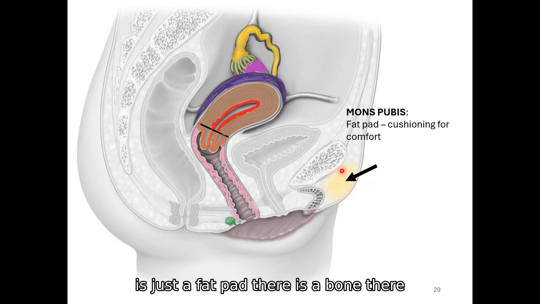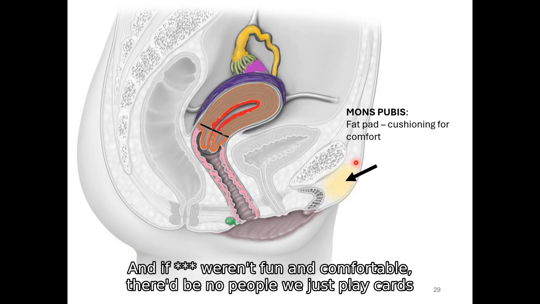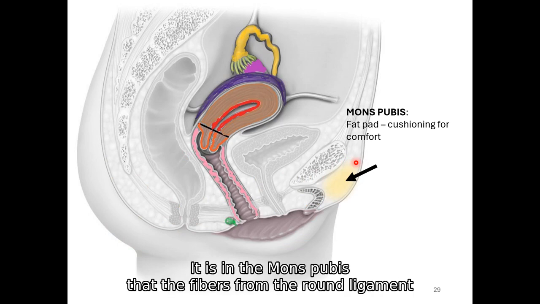All right, so let's color it. So up here, that is just a fat pad. There is a bone there. So bone striking bone is not comfortable. And if sex weren't fun and comfortable, there'd be no people. We'd just play cards or eat a pizza or something.